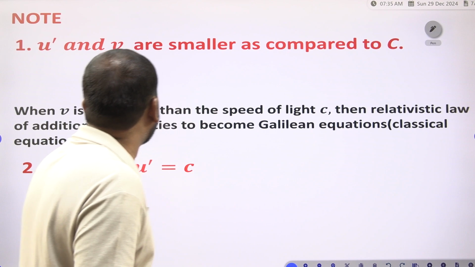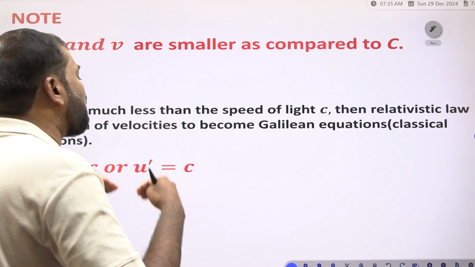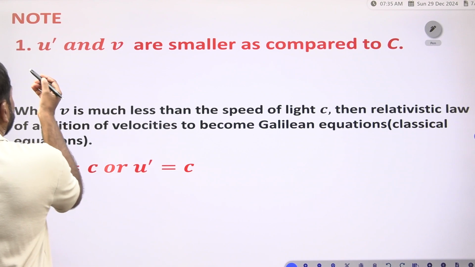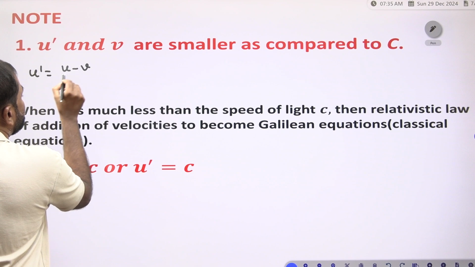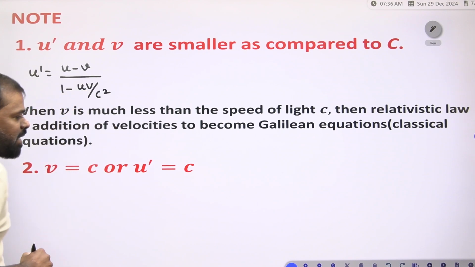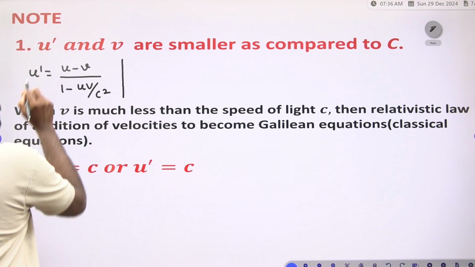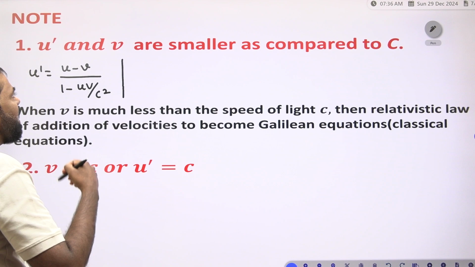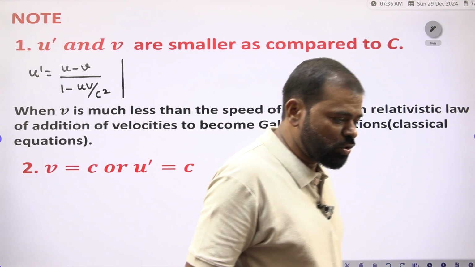How do we have to interpret this equation? Suppose u dash and v are small compared to c. Then u dash is equal to (u minus v) divided by (1 minus uv by c square). This is the ultimate equation. But what is our case? Our case is that u dash and v are very small.